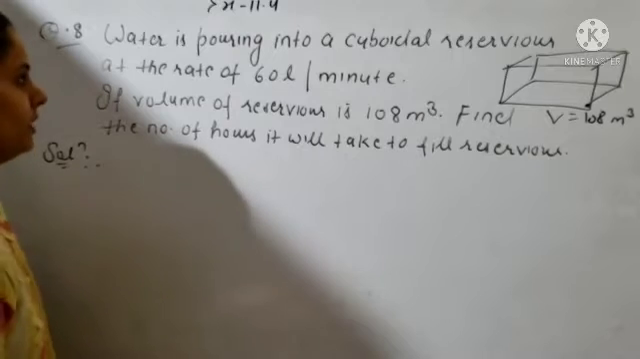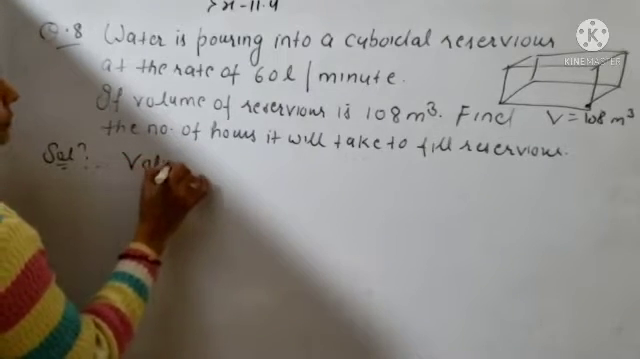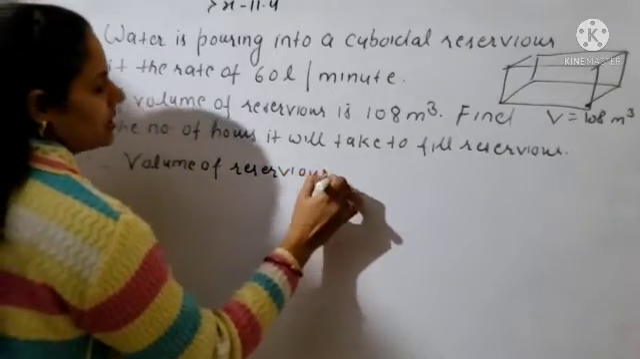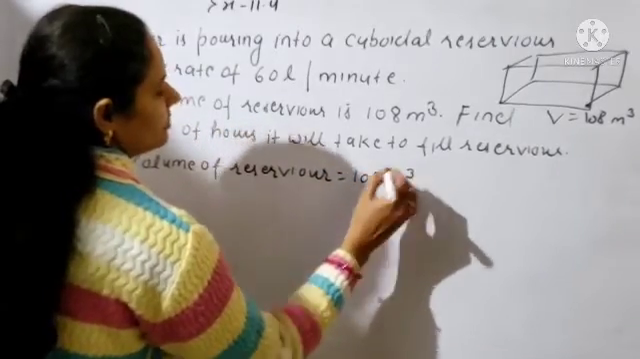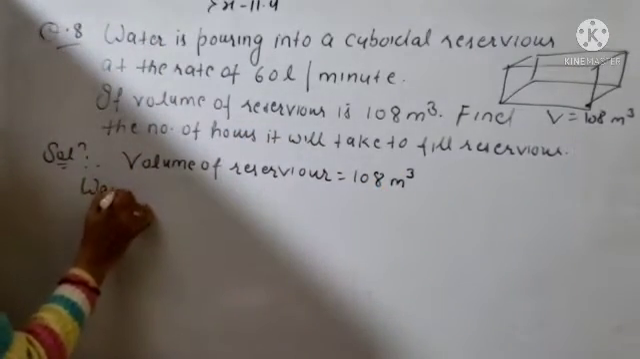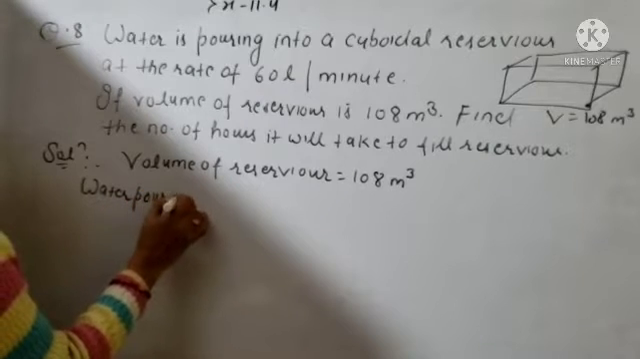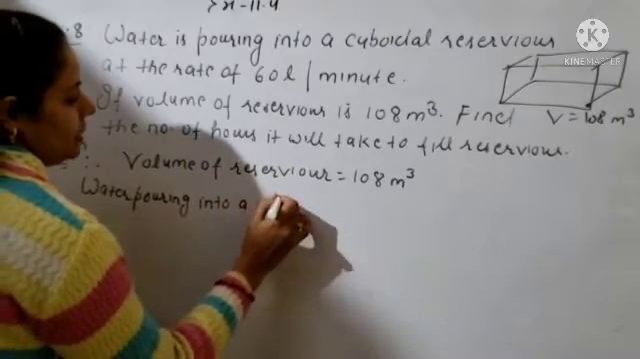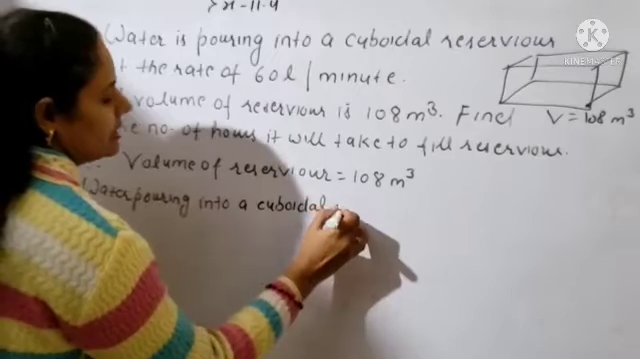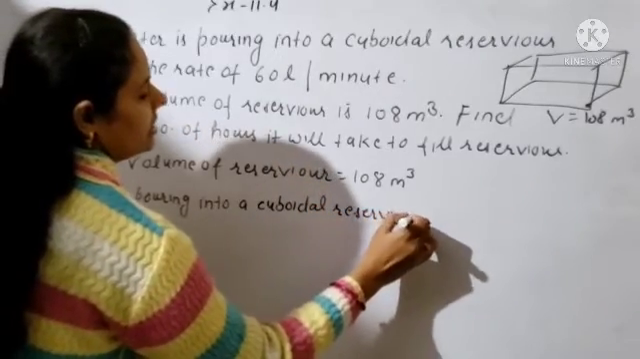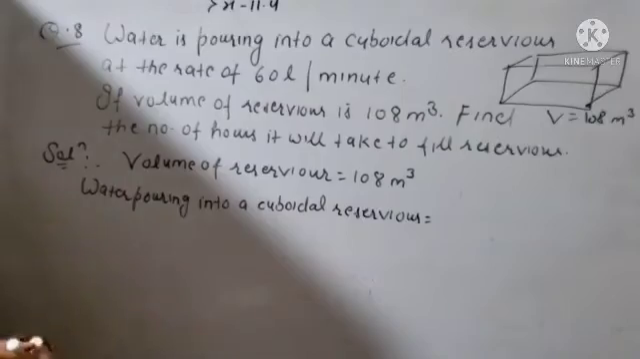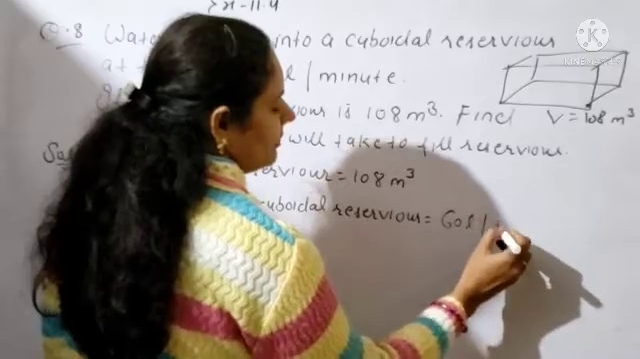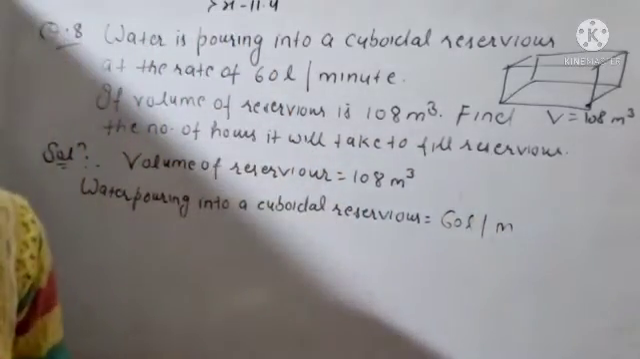Okay, how many hours will it take to fill it? So first of all, it is given the volume of the reservoir is 108 meter cube. Got it? Okay. Now water pouring into a cuboidal reservoir is equal to what is given? 60 liter per minute. It is given 60 liter per minute.